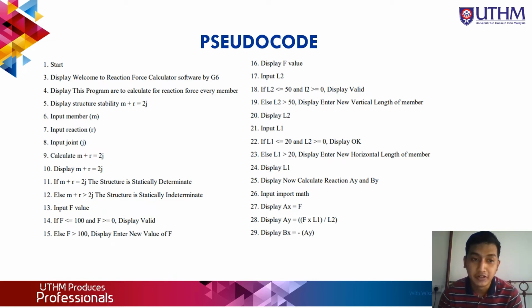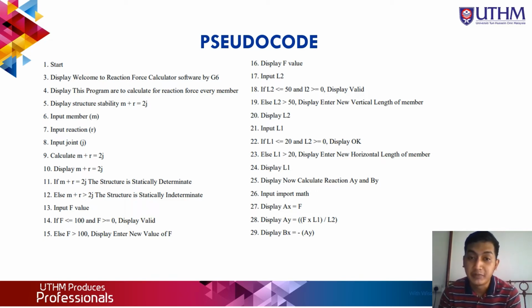Next, we need to calculate the force. By using the formula M plus R equal to 2J, we need to input the member M, R plus J. Then we need to calculate the member and display the member. If M plus R equal to 2J, the structure is statically determinate. If M plus R is more than 2J, the structure is statically indeterminate. Then we input the F value, and if F is less than or equal to 100, F is valid. If F is more than 100, we need to enter a new value of F.